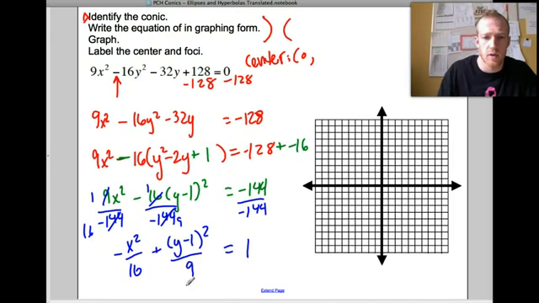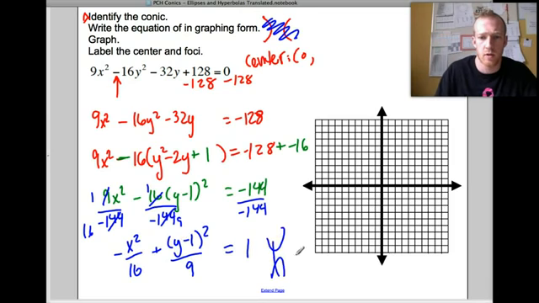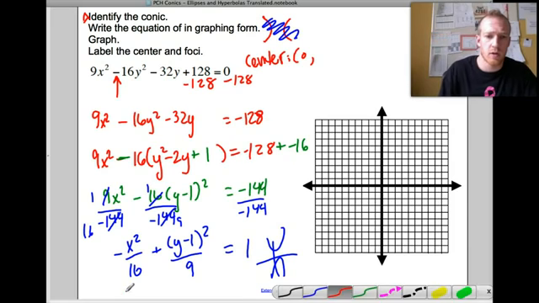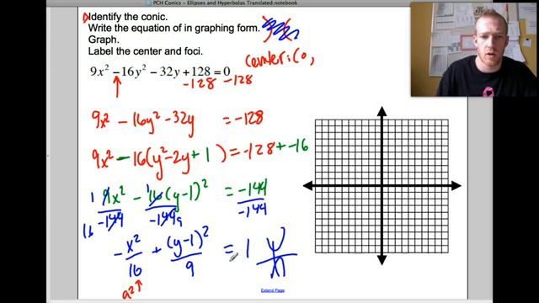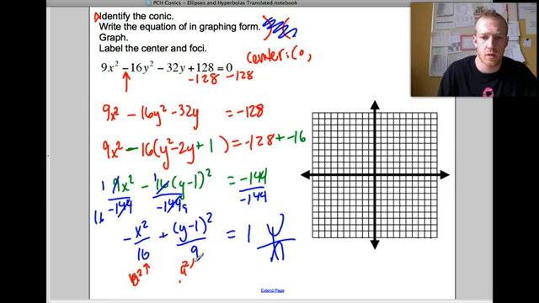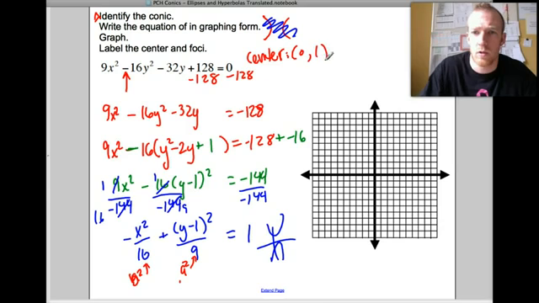So that's over 9. So it actually opens up and down. So this was incorrect here. Once you finally factor, write it all in the right form, this is our positive, so it's going to open up and down. And then, so this is our a squared. Or our b squared rather, because it's the non-major one. This is our a squared. So a is 3. Our center is at 0, 1.